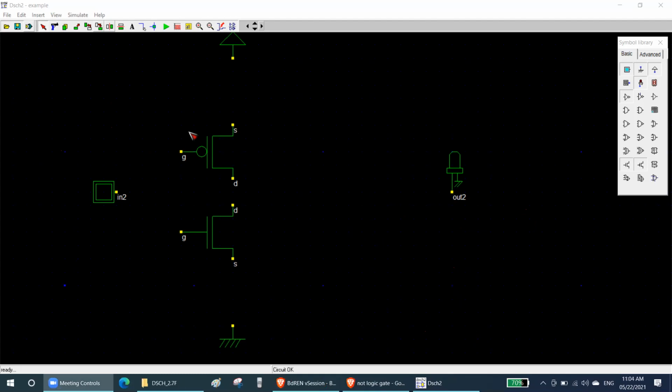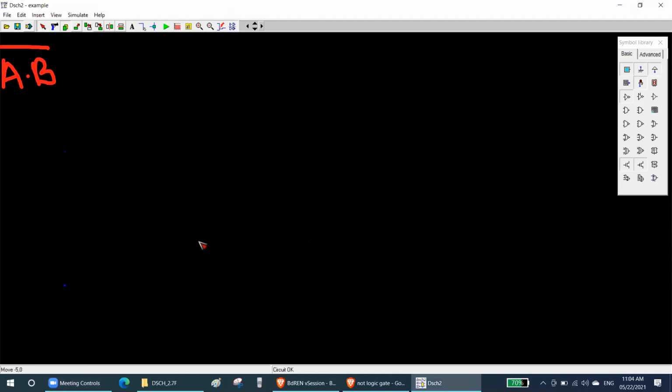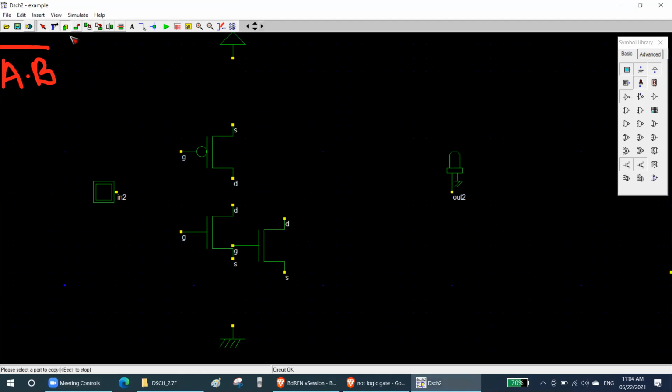So at first we have to copy this. Remember, for one input you have one NMOS, one PMOS. Now for two inputs, AB bar, NAND gate, right? Two inputs, you will have two PMOS and two NMOS. Whatever the number of inputs are, you use an equal amount of NMOS and PMOS. So I'm going to copy this.